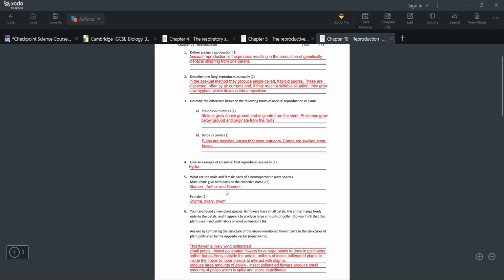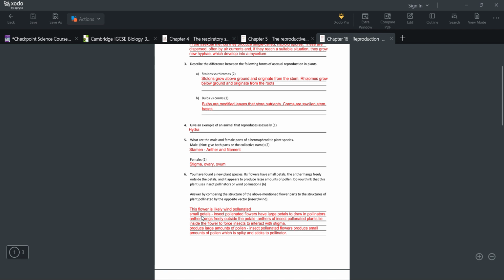What are the male and female parts of a hermaphroditic plant species? Here it doesn't have to be a hermaphroditic plant species. Sometimes it is just a plant species with a male flower and a female flower. The one will only have a stamen, which is your anther and your filament, and the other flower will only have a stigma and an ovary and an ovum. So it's not just for hermaphroditic plant species. This is just your male and female plant parts for all the flowers. Okay.